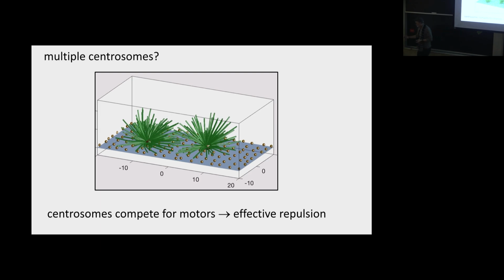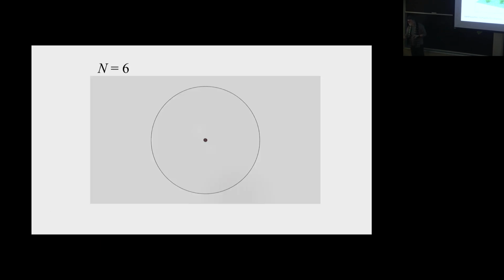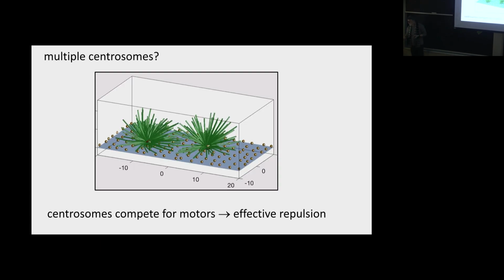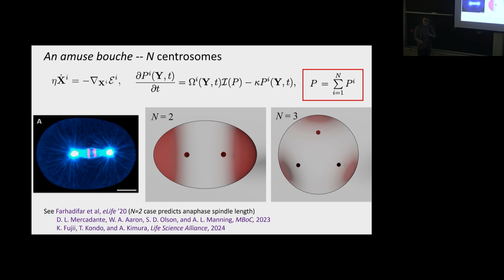And it turns out that this kind of model, we have used in other papers to predict what should be the length of the spindle in C. elegans, because the two centrosomes are competing for motors, and they will move themselves in a certain egg shape to a certain distance.